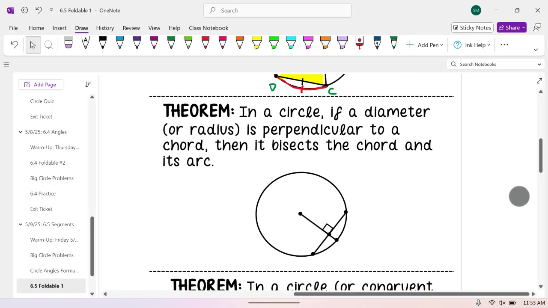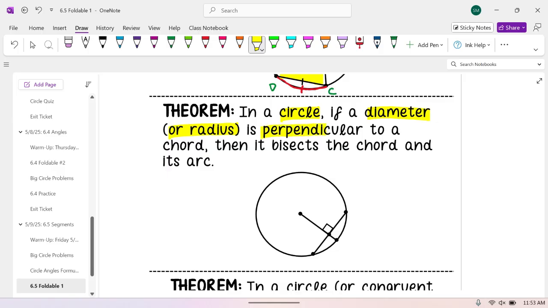The second theorem is in a circle, if a diameter or radius, it doesn't matter, is perpendicular to a chord, then it bisects the chord and its arc. So remind me, what does the word bisect mean? We talked about this back in Unit 5. It means cut in half, into two congruent pieces.